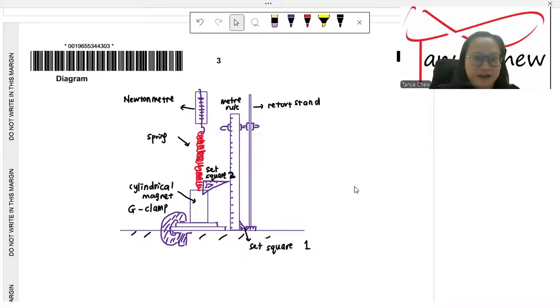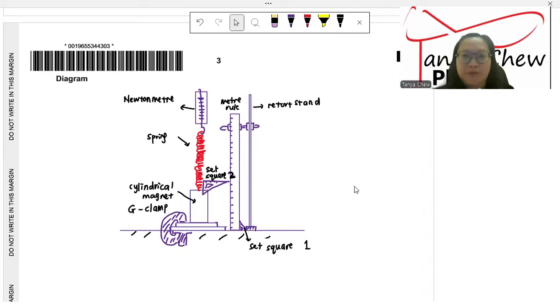And I have a G-clamp just to make sure that the magnetic sheet is not being pulled out by the cylindrical magnet. So that is why I have to clamp it there, so that it won't follow the cylindrical magnet when the magnet leaves the sheet. And I have a meter rule because I need to measure the extension of the spring. I have a retort stand because the meter rule cannot stand by itself.